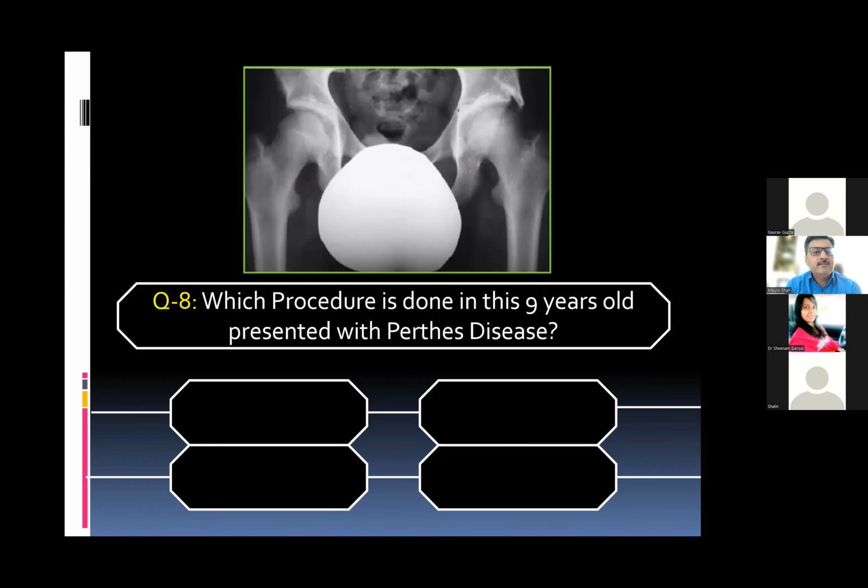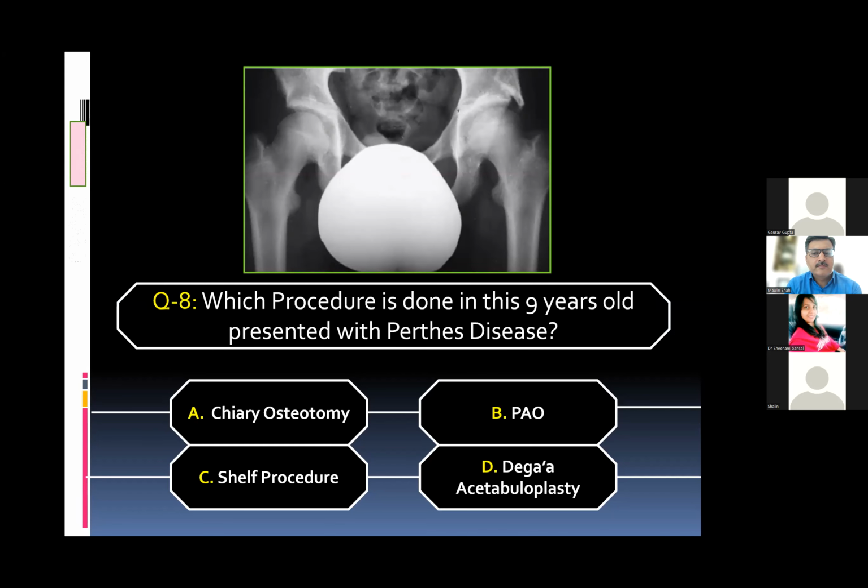Next question, which procedure is done in this 9 years old presented with Perthes disease? First is valgus osteotomy, pelvic acetabular osteotomy, shelf procedure, or Dega acetabuloplasty.